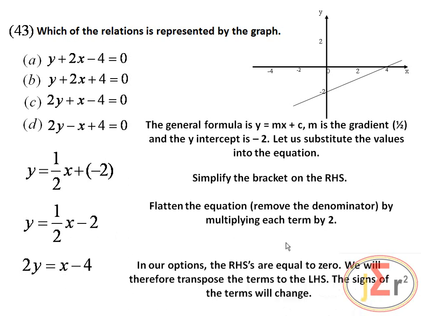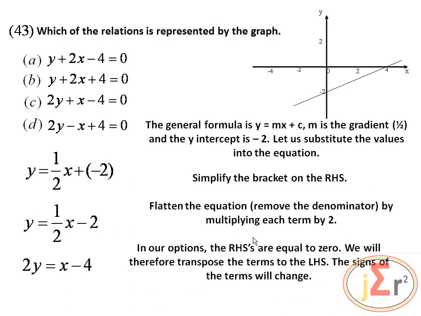Zeros. In our options, the right-hand sides are equal to 0. We will therefore transpose the terms to the left-hand side. The signs of the terms will change. Since we do not have anything except 0 on our right-hand sides, we will ensure that our equation conforms to the presentations that we have in the options.